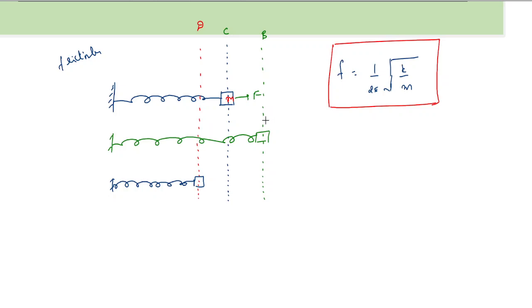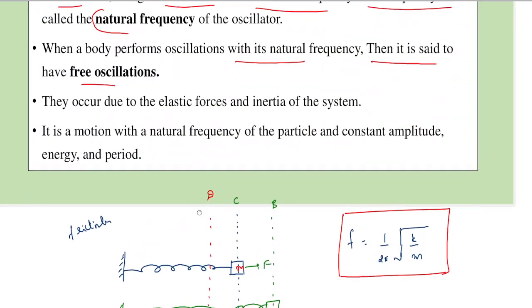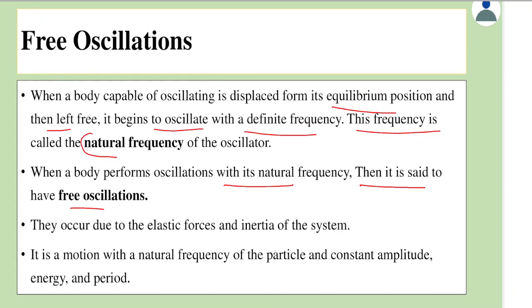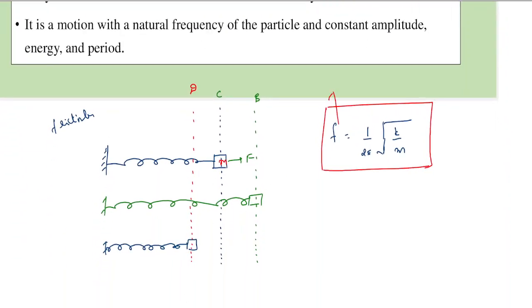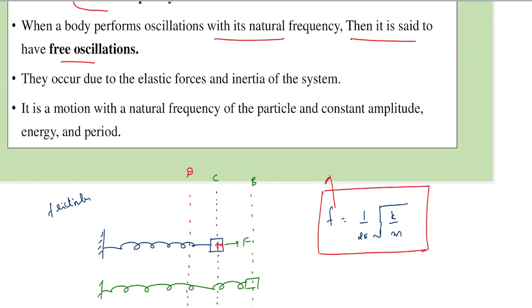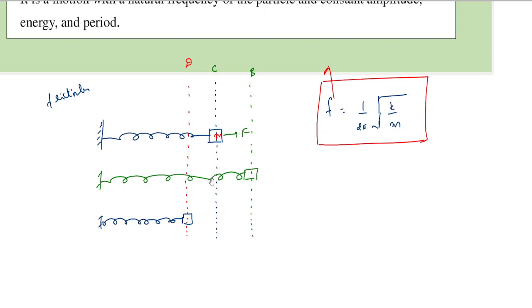Such oscillation, which happens without the presence of an external force, is called free oscillation. That is, there is no need of any external force to make it oscillate. And the frequency with which it oscillates is called the natural frequency of the body. So this is called free oscillations. Now this oscillation occurs due to the elastic forces and inertia of the system. That is, in this case, the reason that the mass is being pulled towards the mean position is because of the restoring force in the spring.